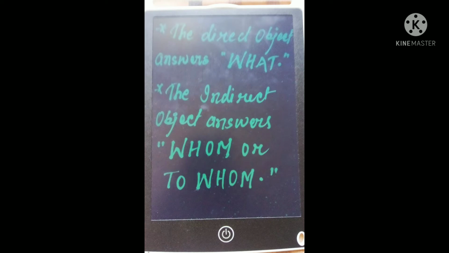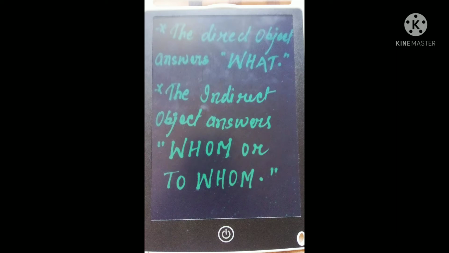So here in this sentence, gave is your verb, and now ask the question: what did my father give? So your answer is a cup of tea. So a cup of tea will be your direct object.